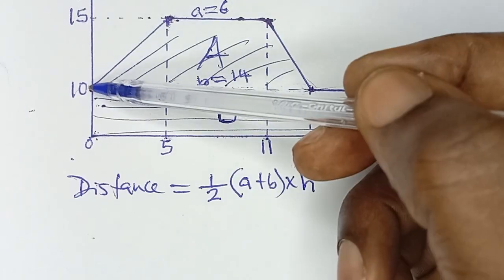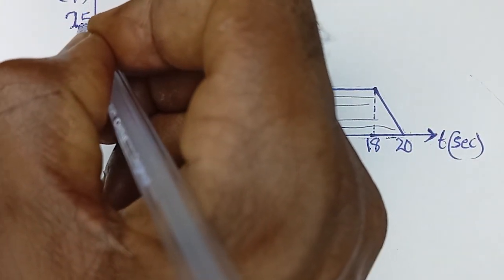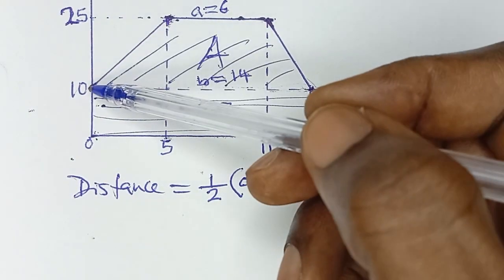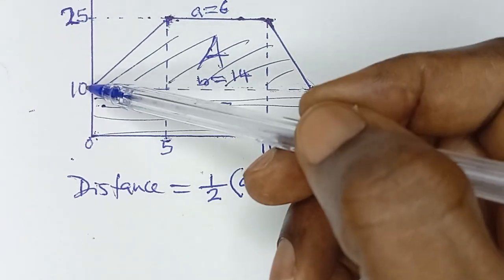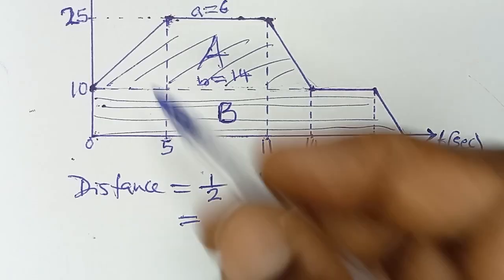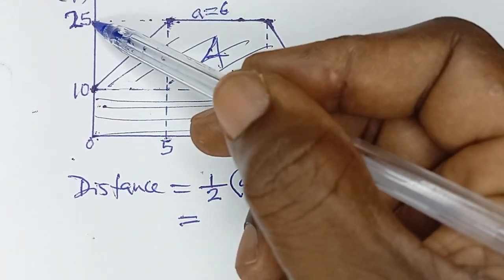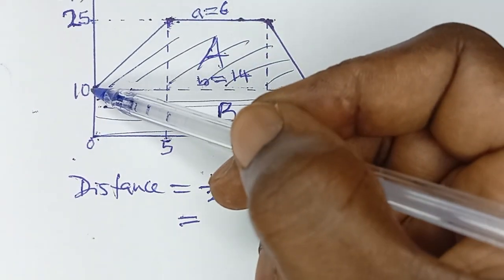Oh, sorry, this point is supposed to be 25. This is a mistake. This is supposed to be 25, not 15. So 25 minus 10 is 15. So I have this point as 15. So I can now substitute values. The height of this trapezium A is this point here, which is 15. And that is the height of the trapezium. 25 minus 10 is 15.